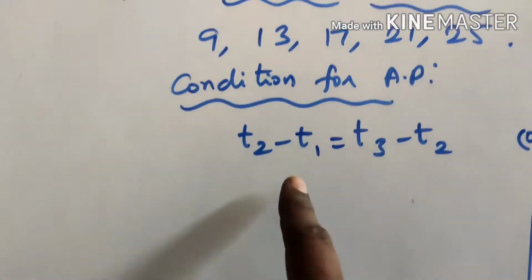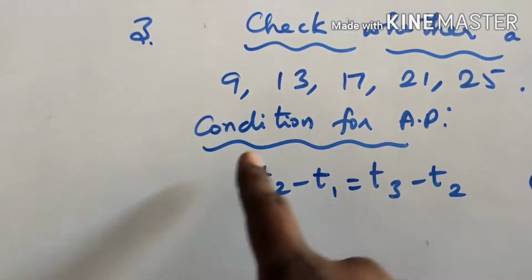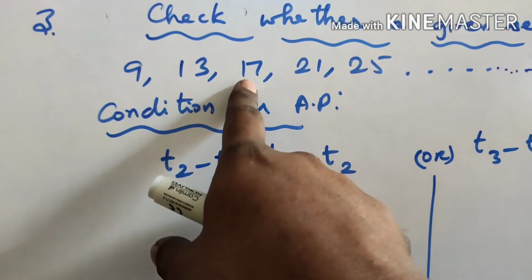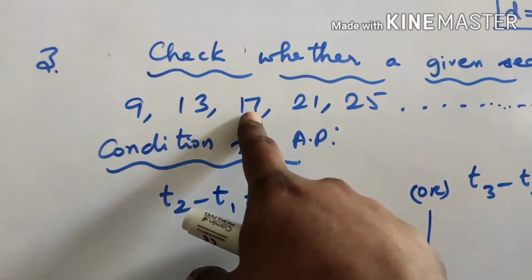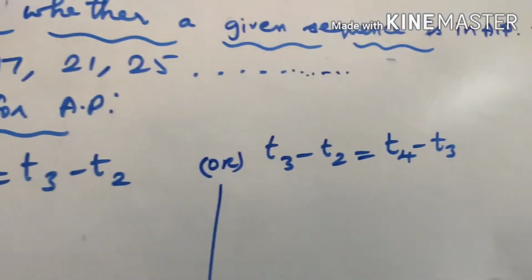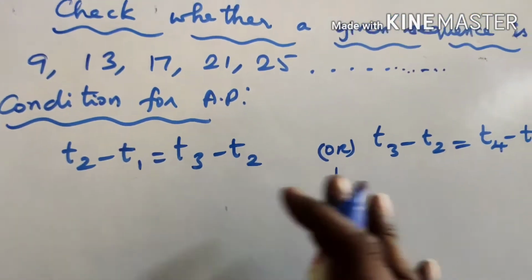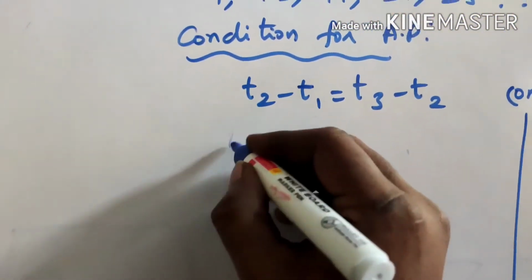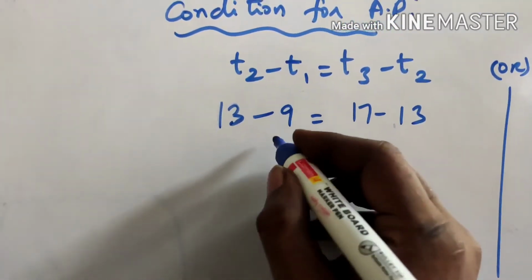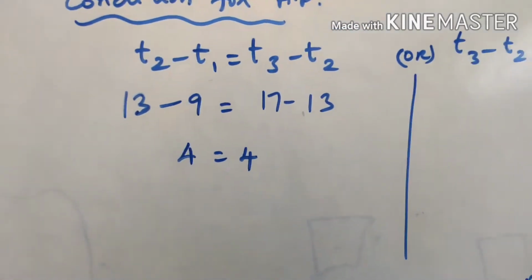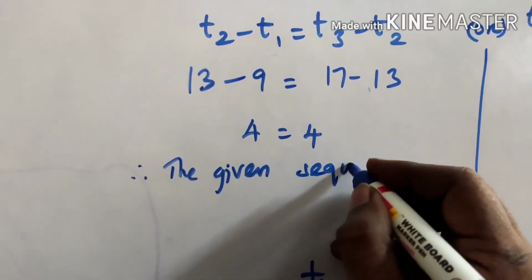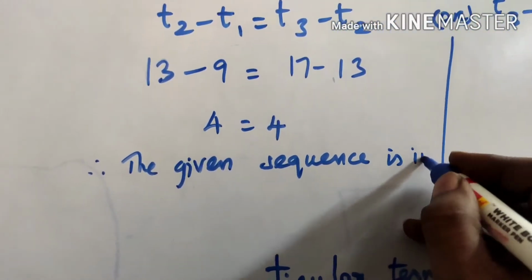See the first condition, T2 minus T1 equal to T3 minus T2. This is for the first three terms. If you take the next three, that is second, third and fourth, the condition will be T3 minus T2 equal to T4 minus T3. Any condition you take, the answer will be the same. See here, T2, 13 minus 9 equal to 17 minus 13. What is the answer? 4 equal to 4. So therefore the given sequence is in AP. Like this you have to write, is in AP.